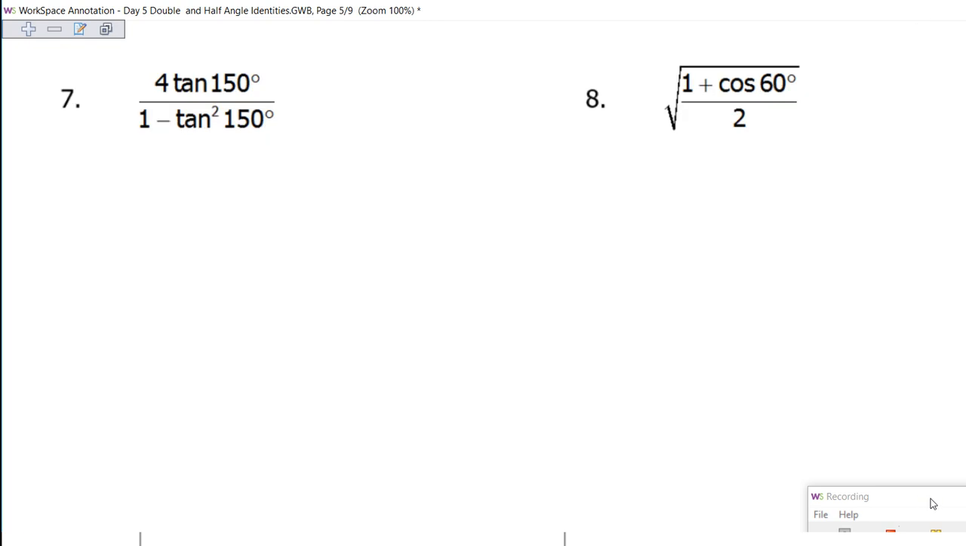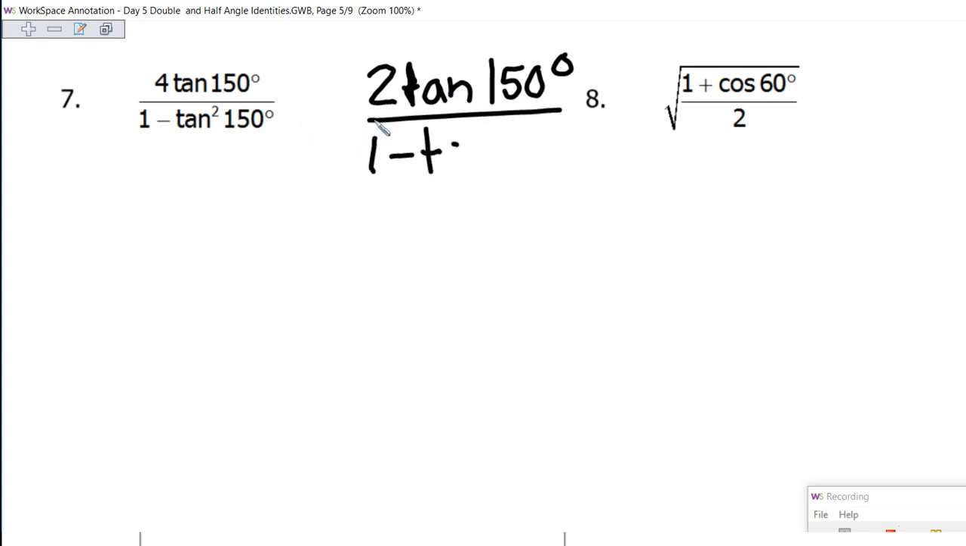Next one, now we have one with tangent. So this should look like the tangent of 2a, but the formula for tangent of 2a doesn't start with a 4. What does it start with? So write out what it should have been. It should have been 2 tangent of 150 degrees over 1 minus tangent squared of 150 degrees. So write out what it should have been and figure out what they multiplied by to get a 4. They multiplied by 2.